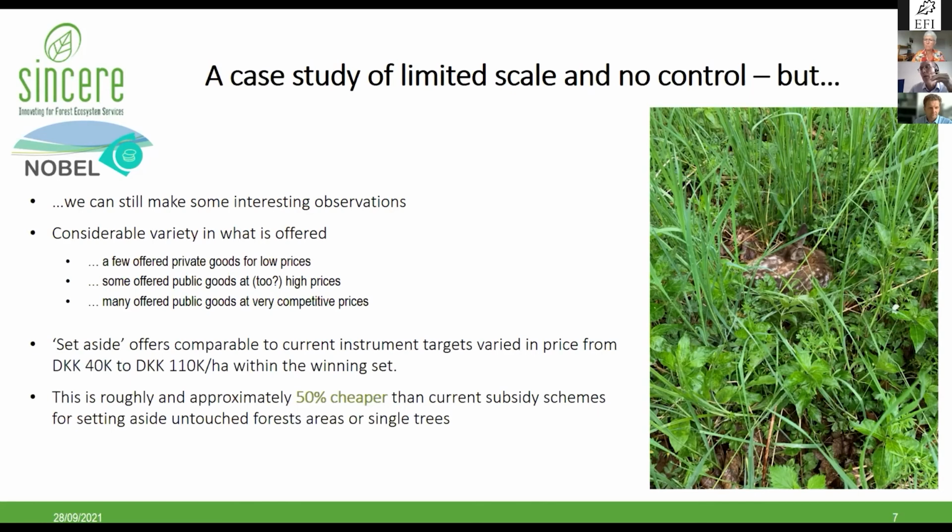Now, we cannot compare this easily with extinction studies, but if we look at the offers we got that are comparable to current instrument targets, like untouched forest or set-aside single trees, then our prices on average look to be around 50%, roughly and with a lot of caveats, of the current subsidy schemes targeting the same actions on the ground.